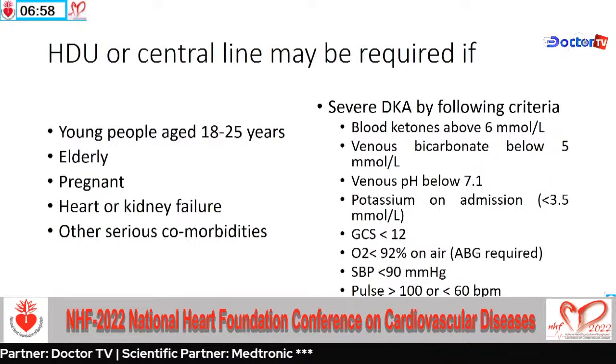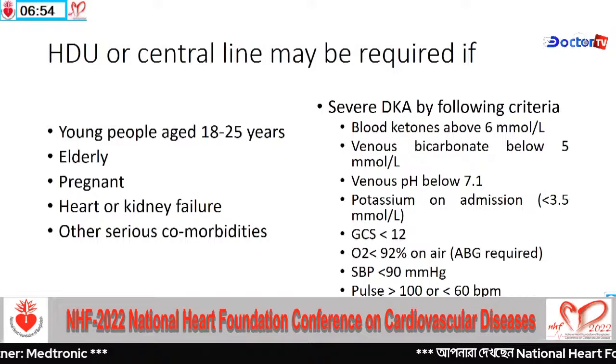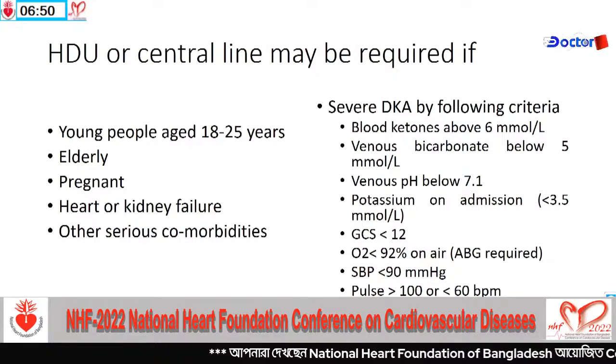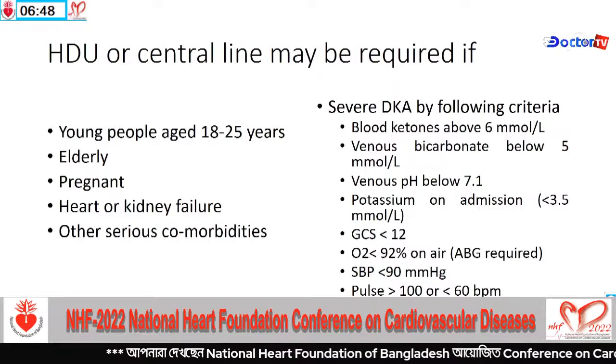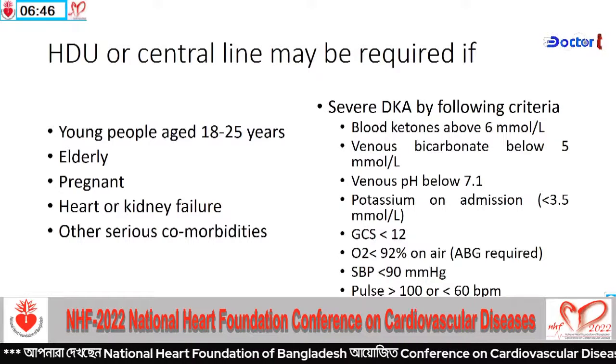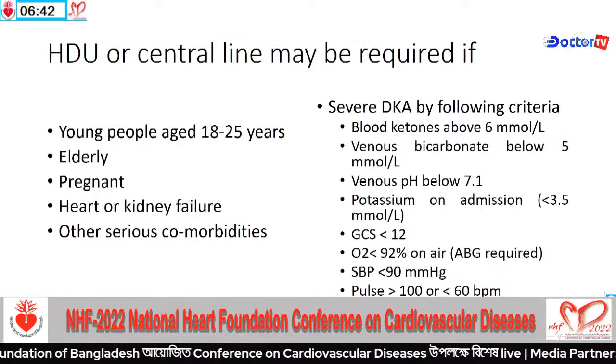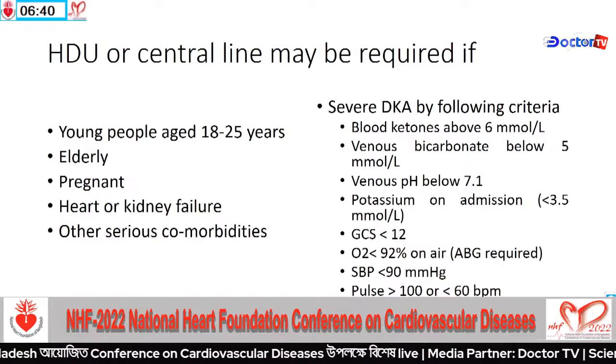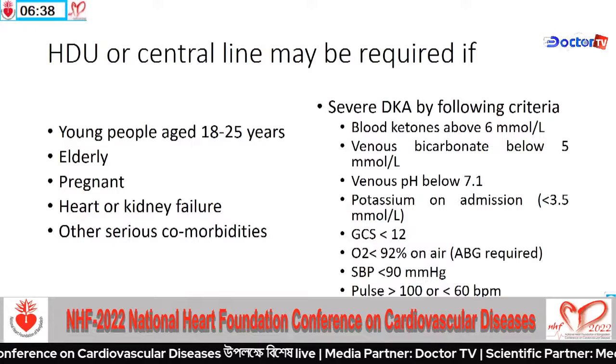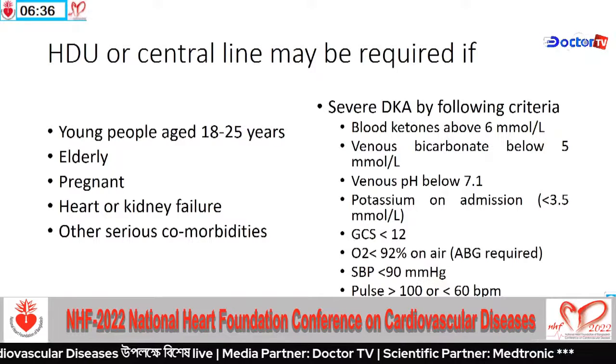Also, we have to find out if it is a severe DKA, which can be assessed by measuring the blood ketone levels, which should be more than 6 millimole, and venous bicarbonate is very low, venous pH less than 7.1, and they have hypokalemia, low potassium on admission, low GCS levels, and unstable blood pressure and hematocrit. So this patient needs special care.